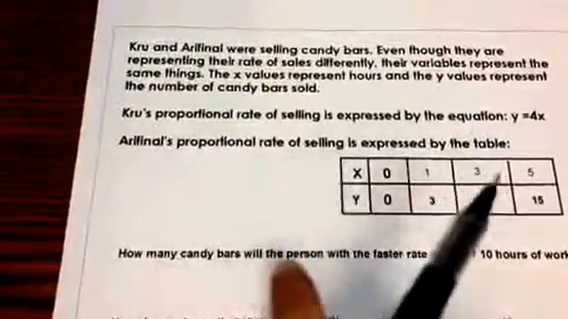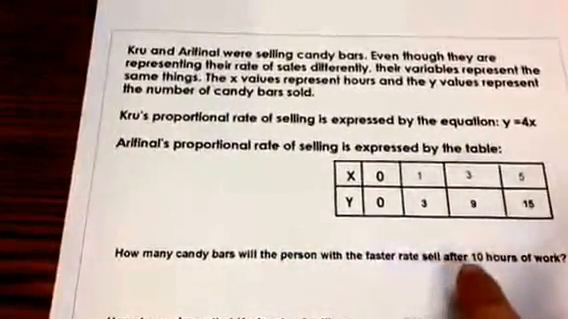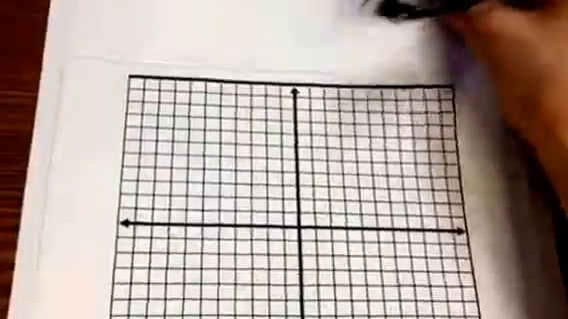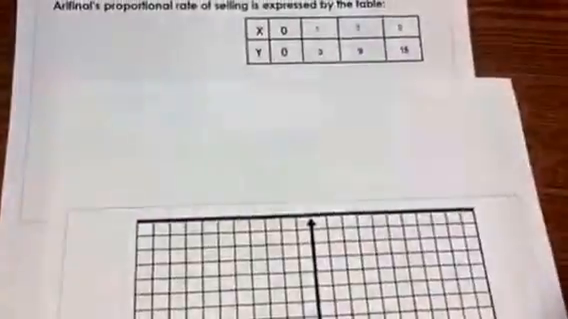So then it says, how many candy bars will the person with the faster rate sell after 10 hours of work? All right, so I'm going to go ahead and graph what I know about Crew and Original, just so we can see that right away. So I'll start with Original since I have that table of values.